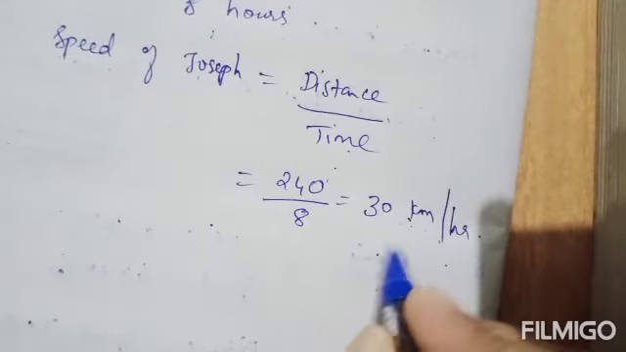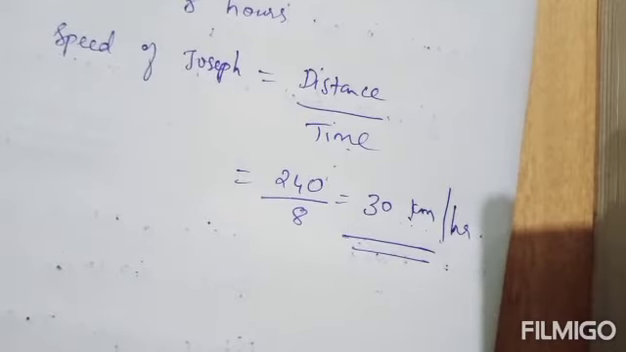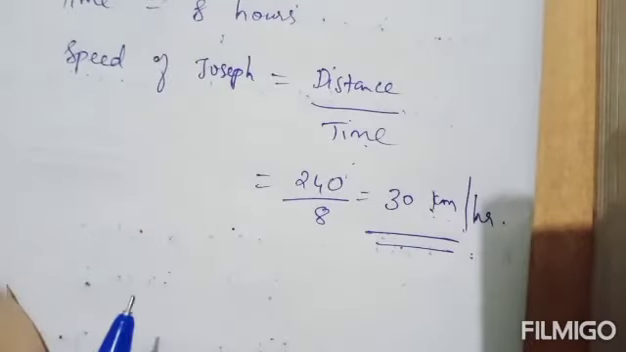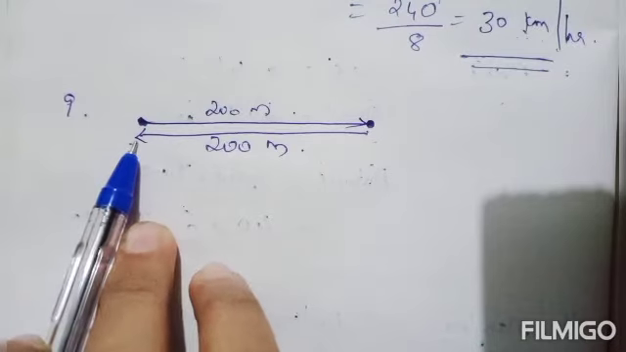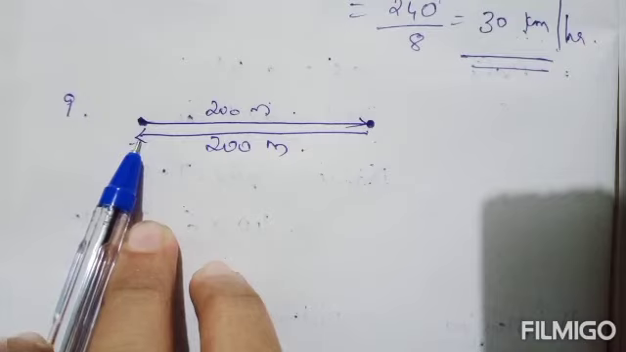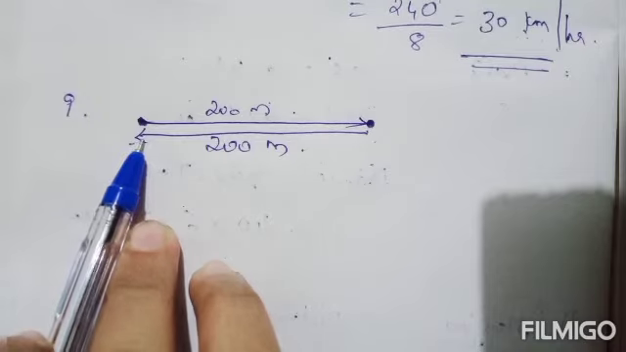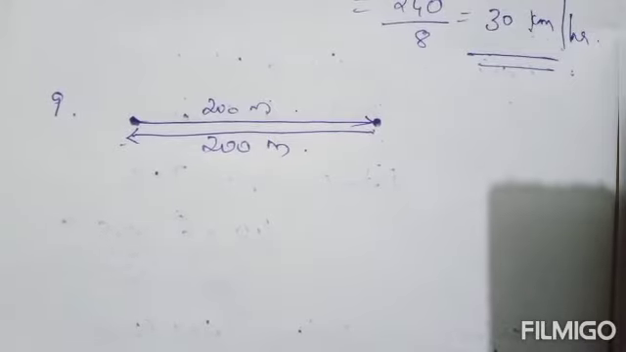Okay, so this is the speed of Joseph if he takes 8 hours to complete the same distance, that is 240 kilometer. Okay, now 9th question. A boy swims 200 meter in still water and then returns back to the point of start in total 10 minutes. Find the speed of his swim in meter per second, kilometer per hour.